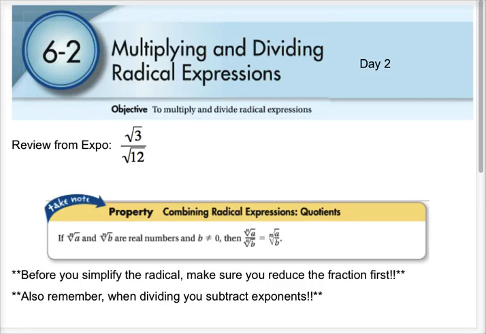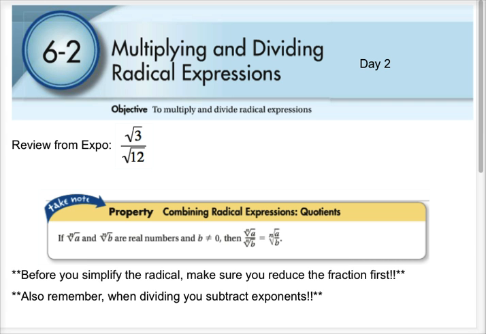Today we're going to do our day 2 notes of multiplying and dividing radical expressions. Today focusing on the dividing piece. So I'm going to do a little review from exponential algebra first. When dividing two square roots, you should have already seen this and have an idea of what's going on.